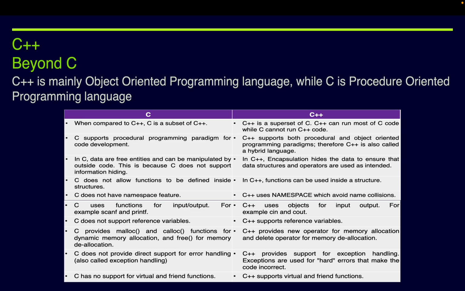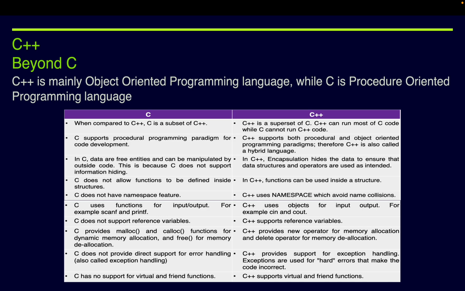In C, data are free and anyone can manipulate it from outside, while in C++, data are totally hidden and only the functions are open for public use. So in C++ we have the concepts of abstraction and encapsulation, through which we hide our data. C does not allow functions to be defined inside a structure. In C++, functions can be used inside a structure. C does not have the namespace feature, while C++ has. In C, we use printf and scanf for input and output, while in C++ we have cin and cout for input and output.